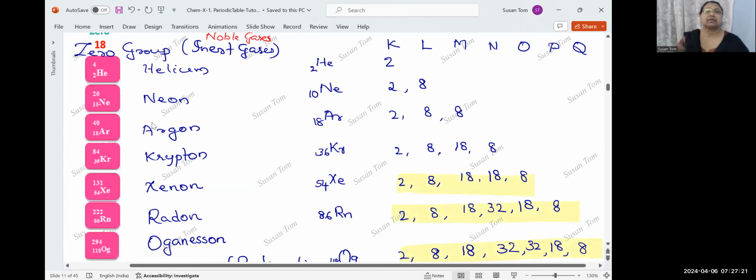Last one, group 0 or group 18. They are called noble gases or inert gases. Except helium, children, you see in all of them the valence shell contains 8 electrons. That is the reason why they are chemically stable and do not react with any other atoms. Write till radon, not organism.